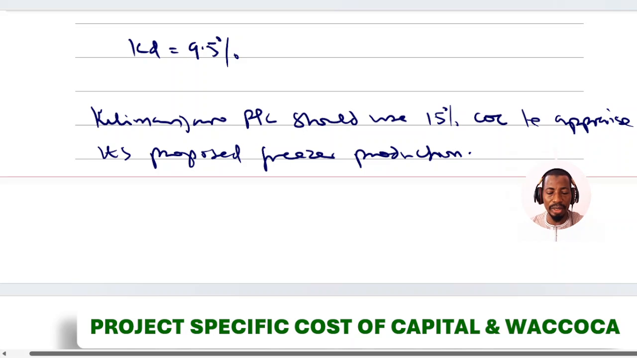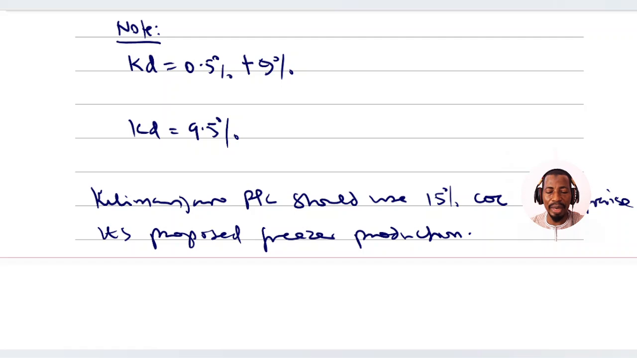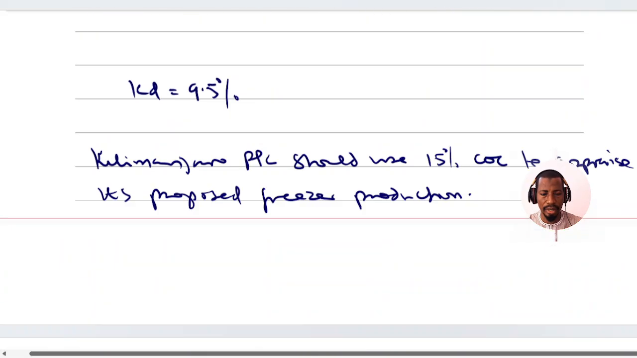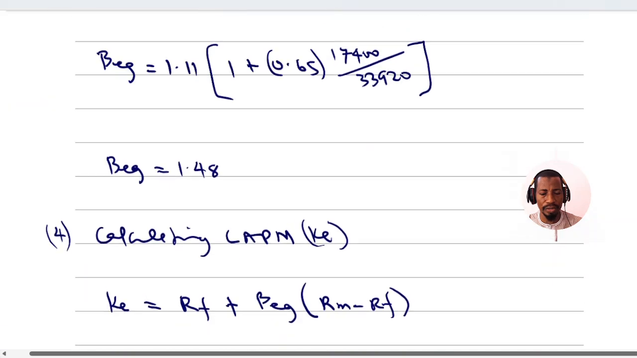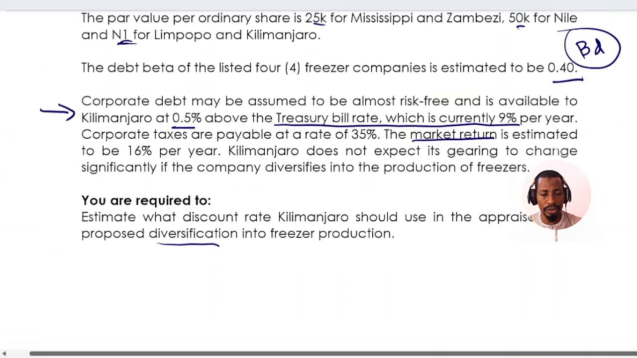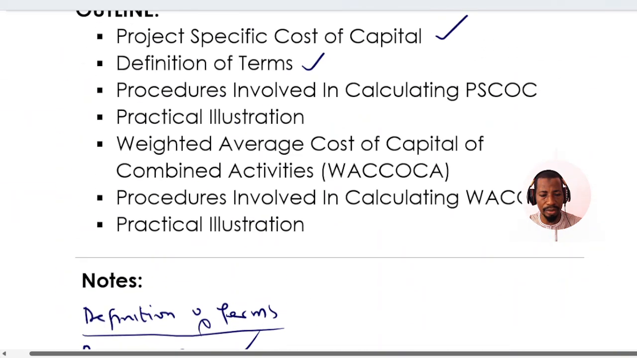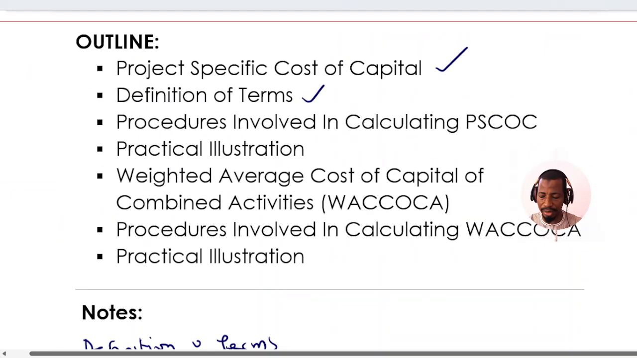So we are done with how to estimate project-specific cost of capital. So we are moving to the weighted average cost of capital of the combined activities. We are going to have the WACC of the combined activity in a separate video lecture. All right. So if that is the case, this will be the end of project-specific cost of capital. Okay. So that's it from me to you.